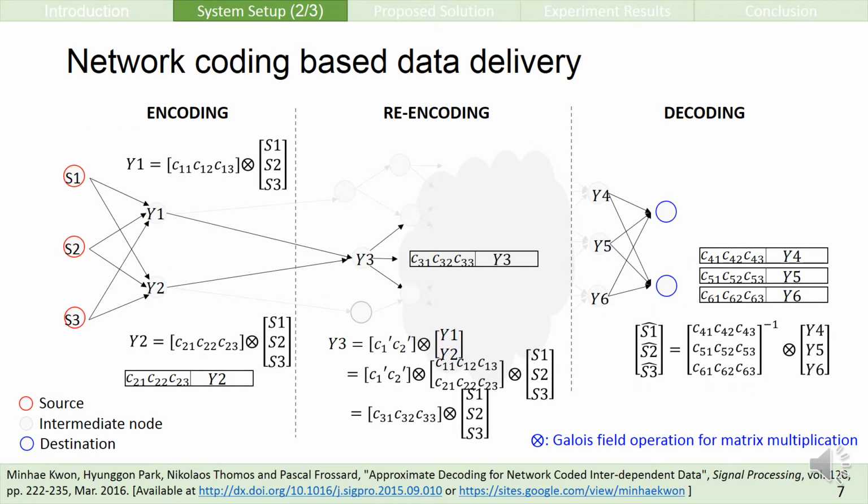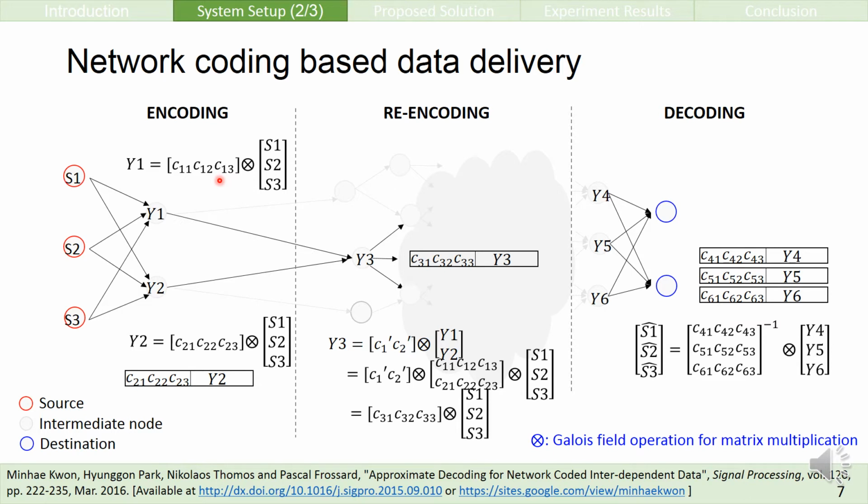Next, we consider a network coding deployed network. In a multi-hop network, network coding has three processes: encoding, re-encoding, and decoding. After data are collected at source nodes, the encoding process combines multiple packets into a single packet. In this combining process, source data are multiplied by coding coefficients. In this paper, we use random linear network coding so that these coding coefficients are randomly determined at each node.